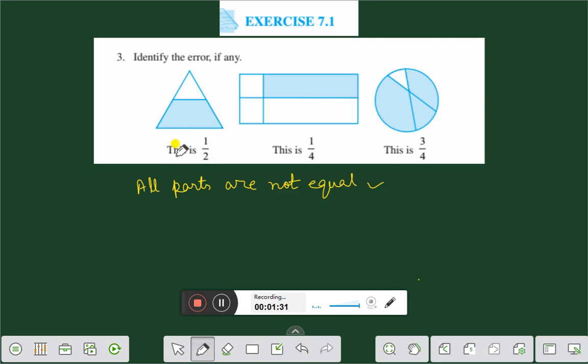That means here the answer is, what is the error? That all parts are not equal. That is the solution of question number 3, exercise 7.1.